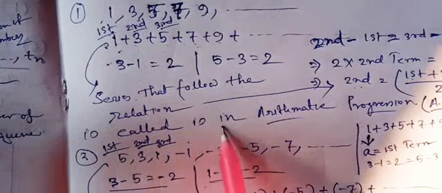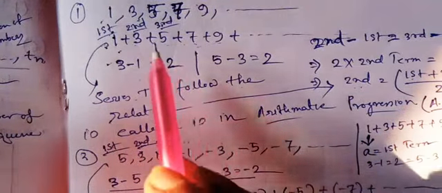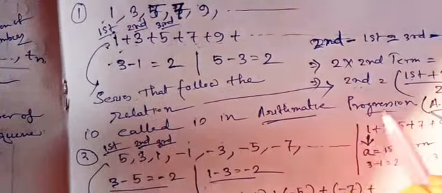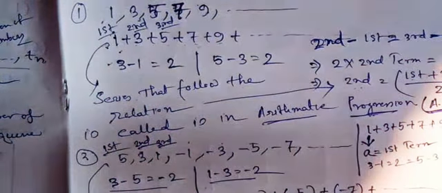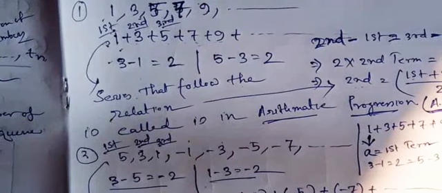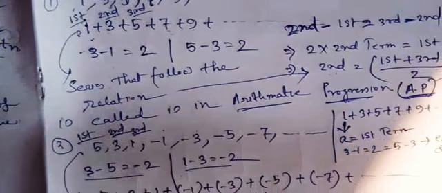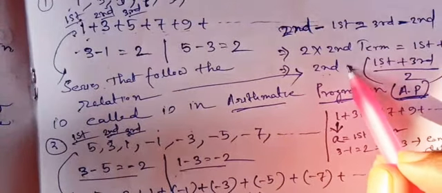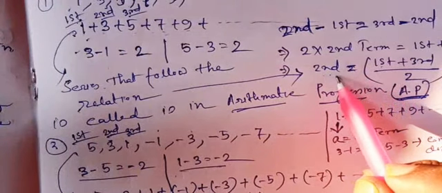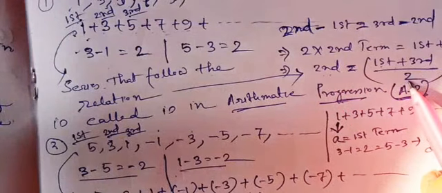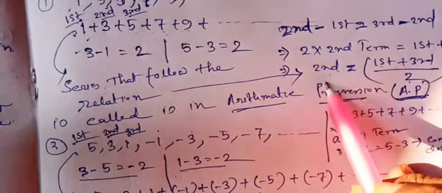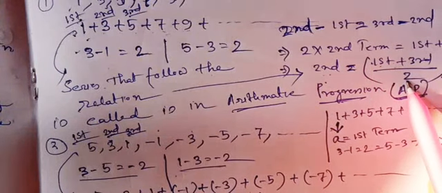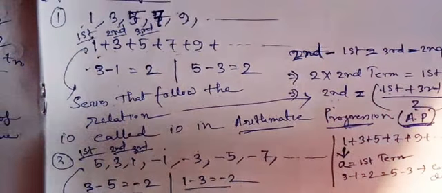It is called an arithmetic progression. This progression is called arithmetic progression, or AP. In an AP there should be a relation between the terms like that. That is, the second term is equal to the first plus the third divided by 2, which means the mid term is equal to the pre-term plus the post-term by 2. That is the actual main relation.